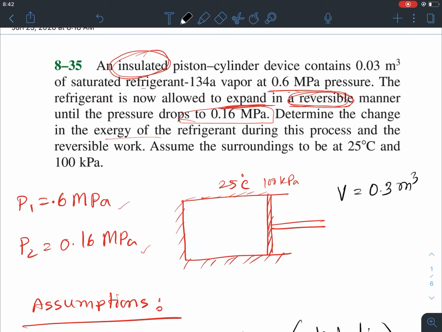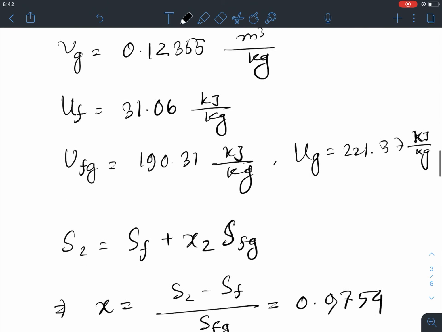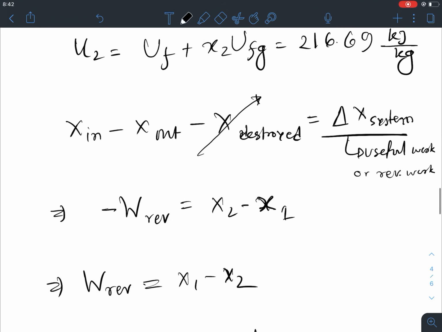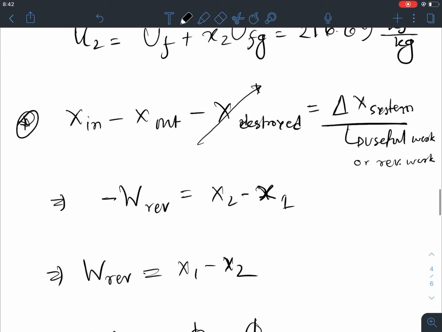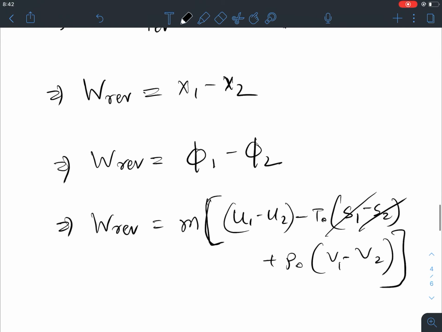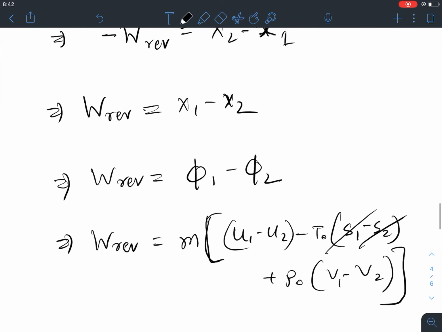So that's all about the exergy change for a closed system. We can similarly solve the problem for exergy of a flow stream or open system. Basically the difference will be right here, in this formula. Other than that, I think everything is the same.